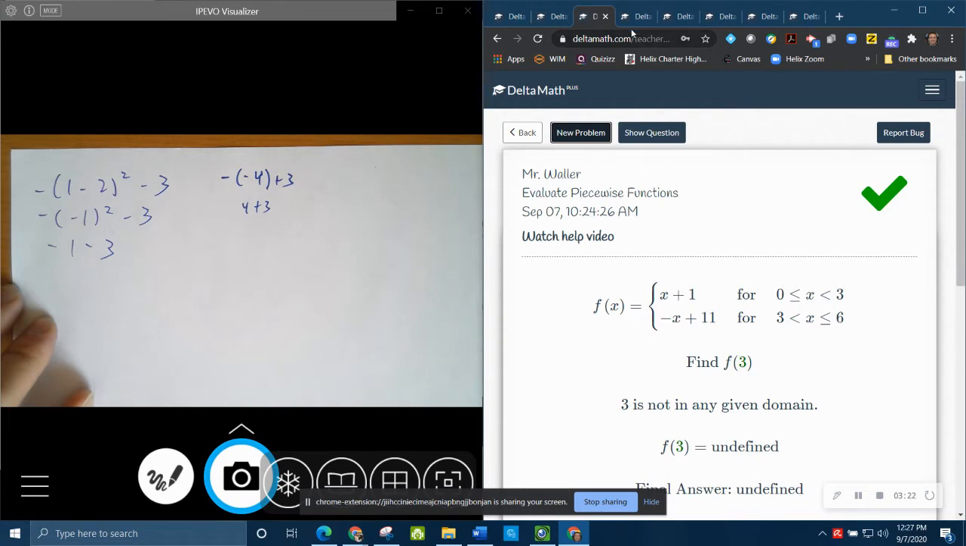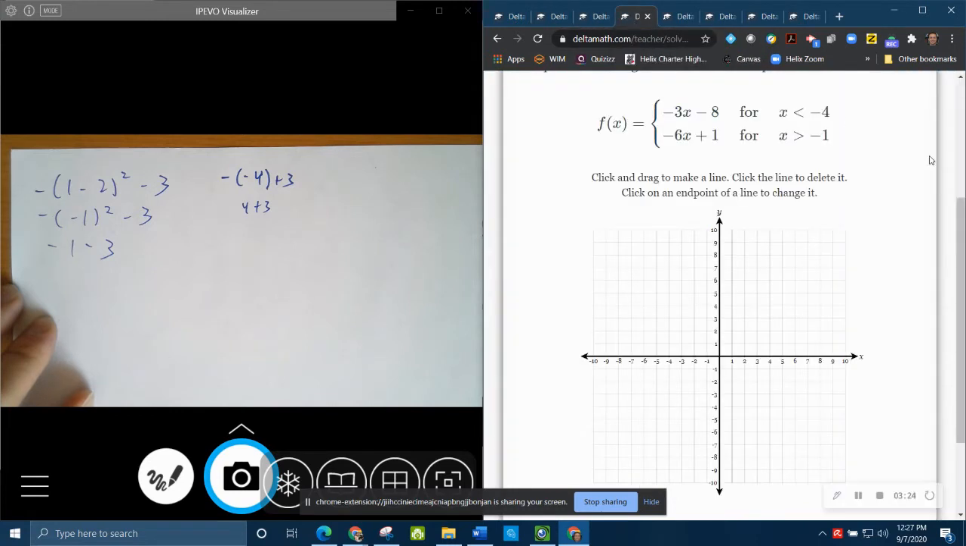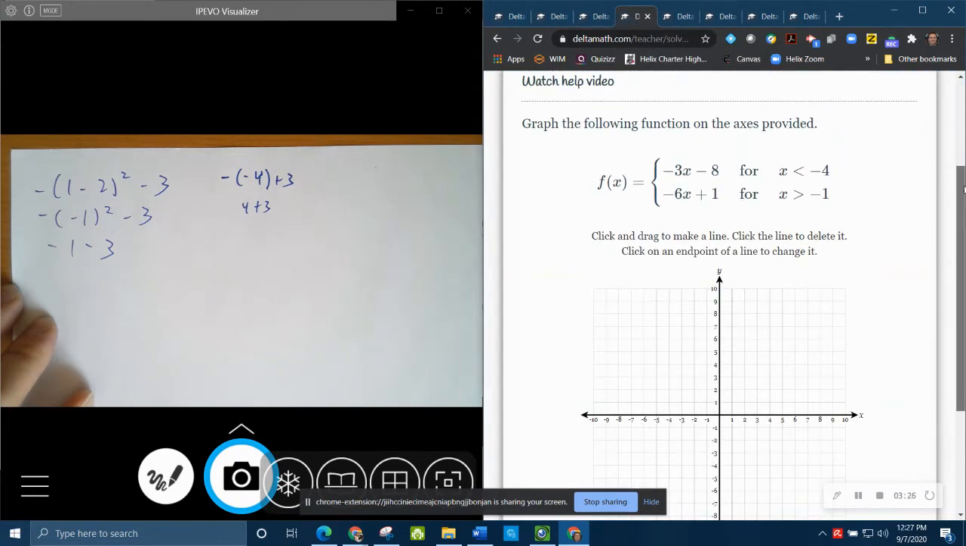Okay, so that's evaluating, or finding function values. So now what about graphing? Let's say we want to graph this. It's one function with two different pieces. For x's that are less than negative 4, we use this line. For x's that are greater than negative 1, we use this line. And then it looks like there'll be a bit of a gap in the middle, places where it's not defined at all.